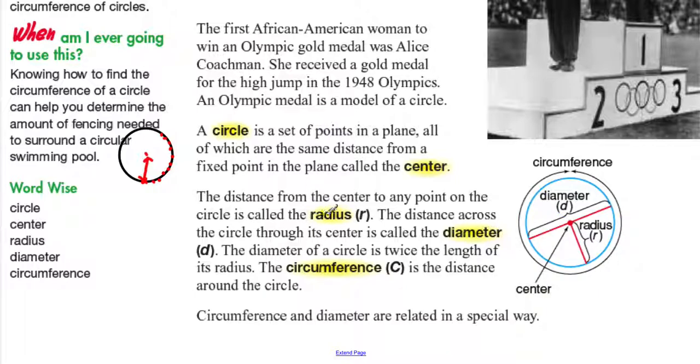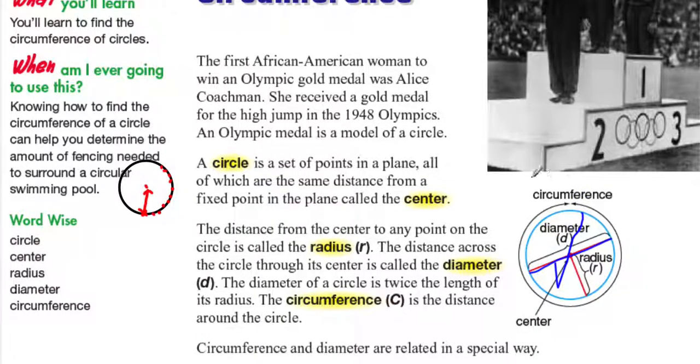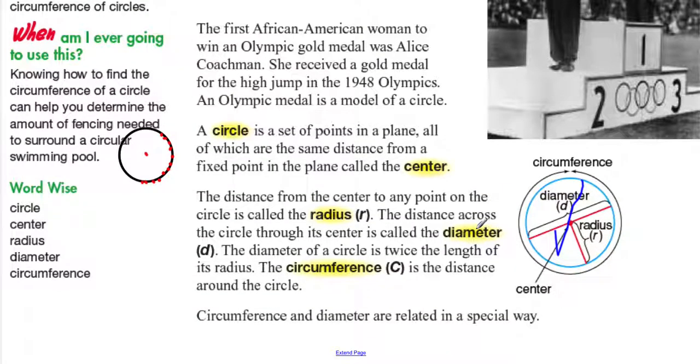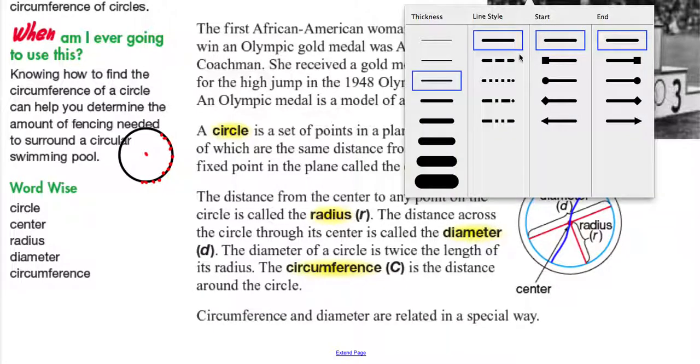The distance across the circle through the center is called the diameter of our circle. So when we find the distance across passing through our center, that's called the diameter. This is the diameter right there. This can also be considered a diameter. If I draw a straight line across like this, that is also a diameter. I can draw a better straight line than that.